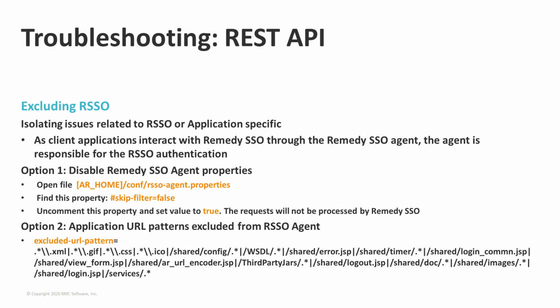By following a similar mechanism as we did with Postman, we can use the same file, the RSSO agent properties file, to skip the filter. Use this property, set it to true, and this will make the REST APIs go directly to the AR server for authentication. Another option we have here is to change the application URL patterns, excluding our patterns from the RSSO agent so that our application calls also go directly to the server.